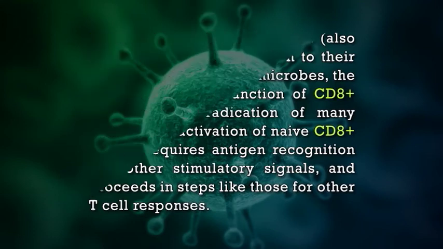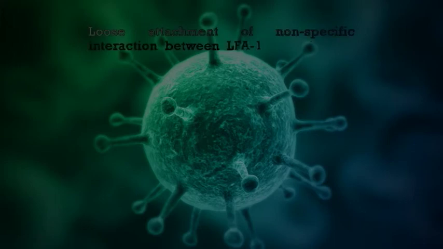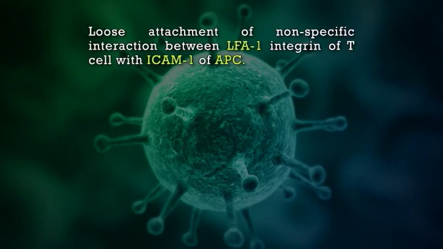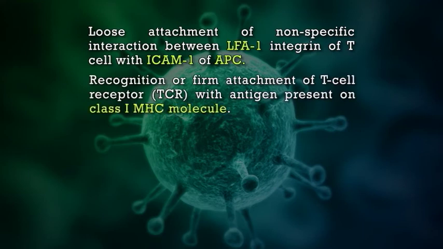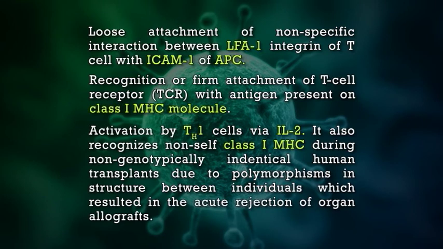There are three major signals for TC activation. First, loose attachment of non-specific interaction between LFA1 integrin of T cells with ICAM1 of the APC. Second, recognition or firm attachment of the T cell receptor with antigen presented on class I MHC molecule. Third, activation by Th1 cells via interleukin-2. It also recognizes non-self class 1 MHC during non-genotypically identical human transplants due to polymorphism in structure between individuals, which results in the acute rejection of organ allografts.